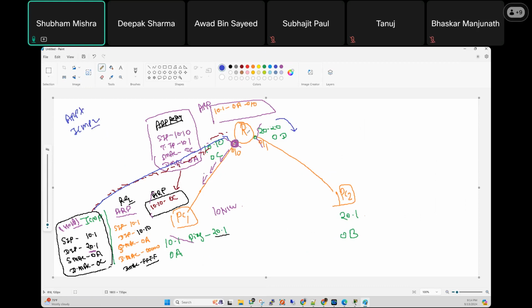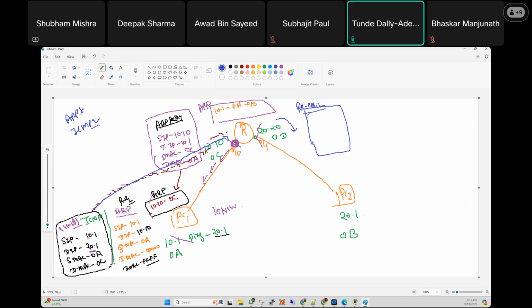Understand? So this ICMP packet reaches the router. What is the router doing? The router now re-edits this ICMP packet. See here. What is the source IP address? The source IP address will be 20.20.20.20.